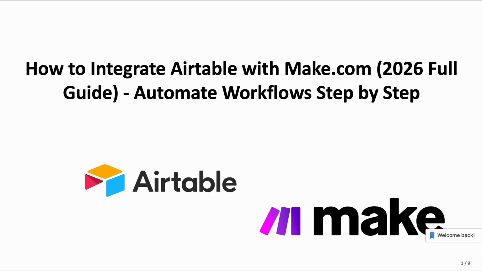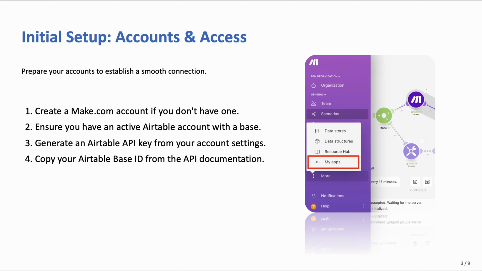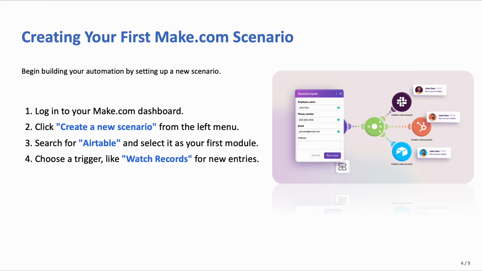YouTube channel again. So guys, in this video we will see how to integrate Airtable with make.com. For this, guys, first of all, create a make.com account if you don't have one. Ensure you have an active Airtable account with a base plan and generate the Airtable API key from account settings. Then, guys, copy your Airtable base ID from the API documentation. Then create your first make.com scenario.